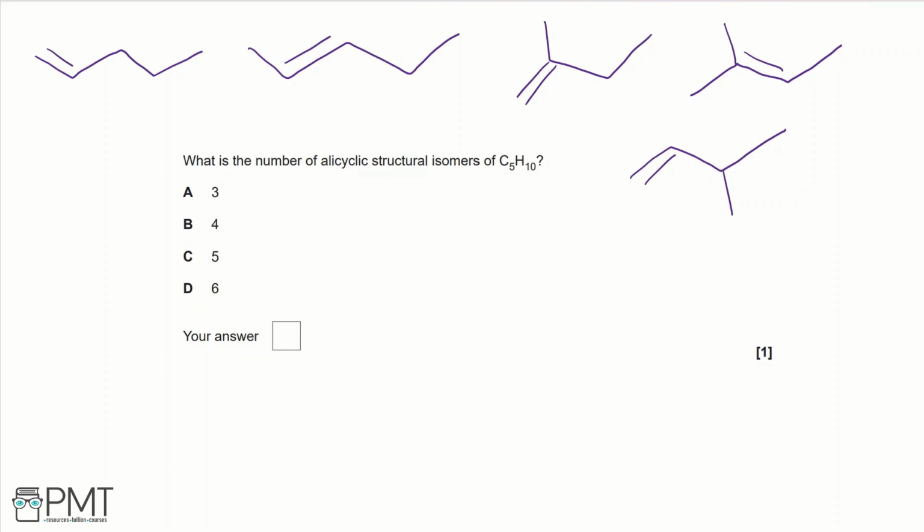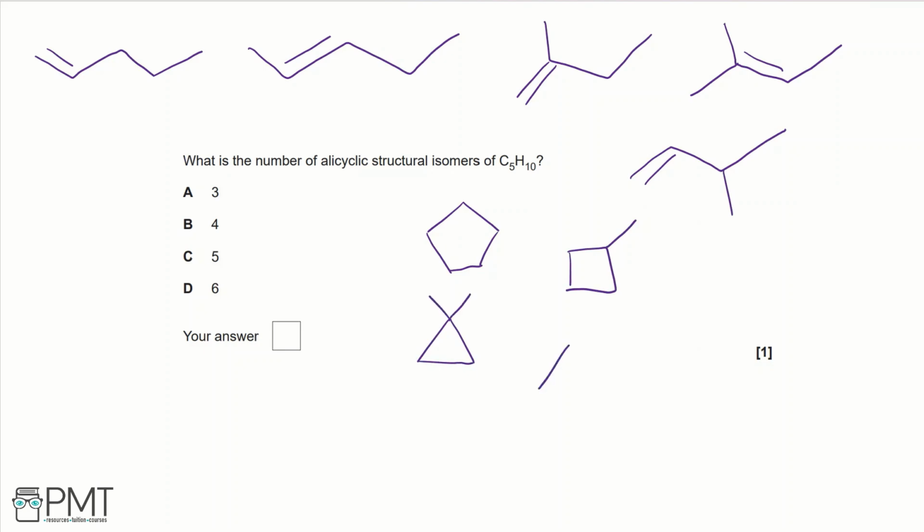Now if we look at ones without a double bond, we need to make them cyclic because otherwise we won't be able to have 10 hydrogens. So our first one is going to be cyclopentane, which is quite familiar, hopefully, from your A-level studies. Then we can have cyclobutane with a side chain, or cyclopropane with 2 side chains.